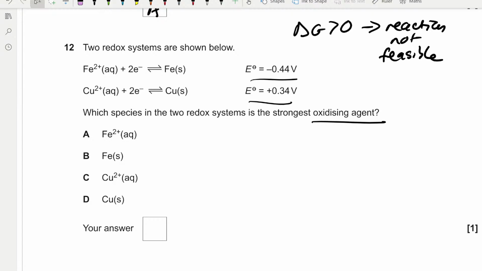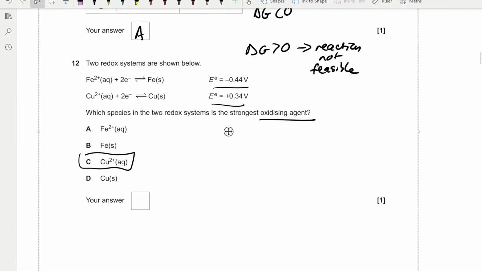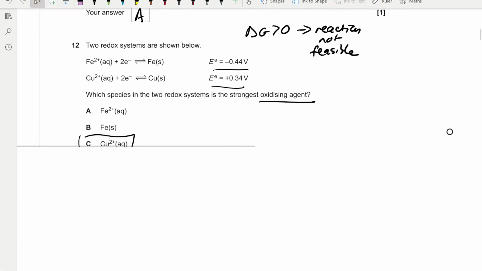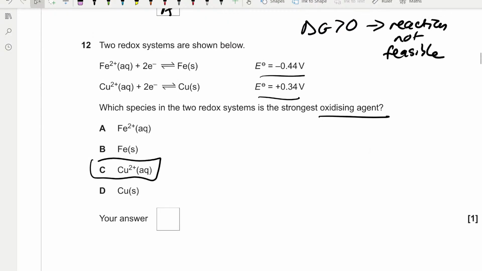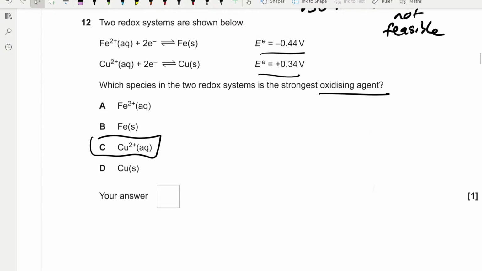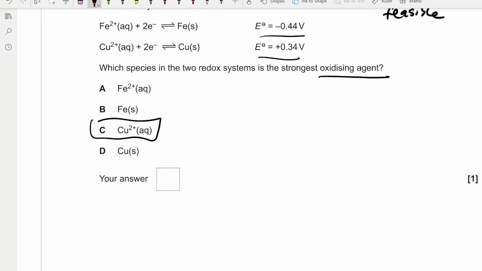So our strongest oxidizing agent is going to be, as you can see, C2+, because the more positive the cell potential, the stronger the oxidizing agent is. So in this equation, C2+ is being reduced, so it is the oxidizing agent.